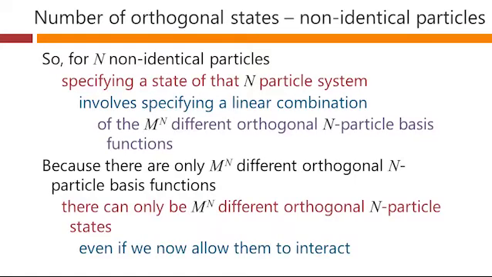So, as we said, because there are only m to the power n different orthogonal n-particle basis functions, there can only be m to the power n different orthogonal n-particle states, even allowing the particles to interact.